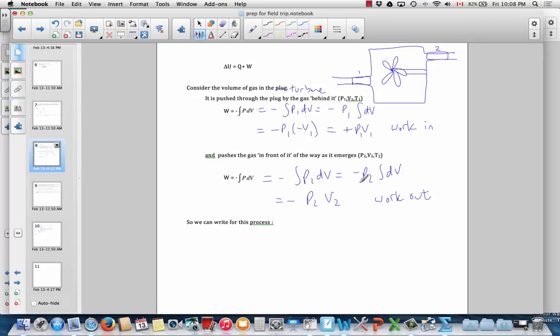So if we put that into the first law of thermodynamics, we get delta U, the internal energy changes if there's Q or if there's work done. But we're really saying there's two types of work here. There's this internal work, which is the gas doing work on itself, one bit of gas pushing on another. And then there's the external work of actually spinning the turbine.